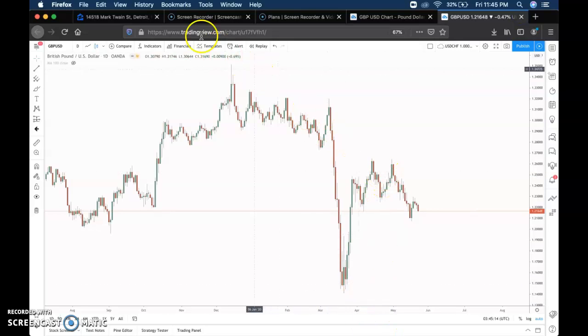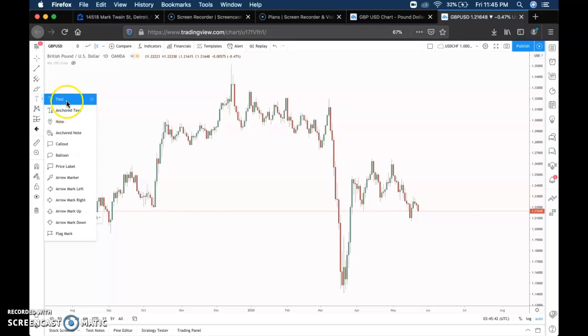This is what I'm using, something called TradingView, and it's basically software online that allows you to analyze different pairs, different securities. You can look at stocks, ETFs, different mutual funds, currencies, different cryptocurrencies, all those different types of things through TradingView. And right now I'm looking at the GBP USD. So I'm putting my text back up here.